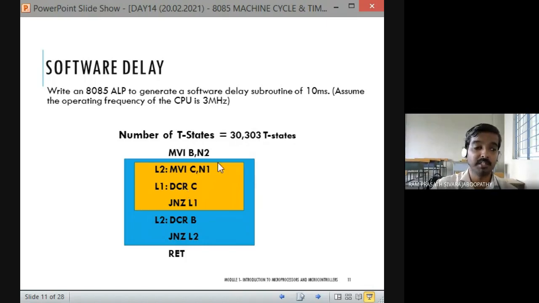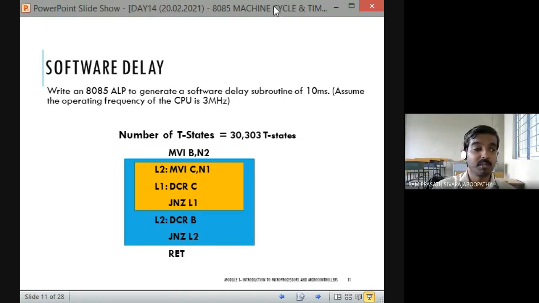You can assume any one value as an assumption. Assume n1 and n2, and then the other value you have to find out. That's all. Okay. So in the next class, if there is time, we can see the solution for this. For 10 millisecond, what n1 n2 values we have to put, that we will see in the next session. Okay, fine. Shall we proceed?